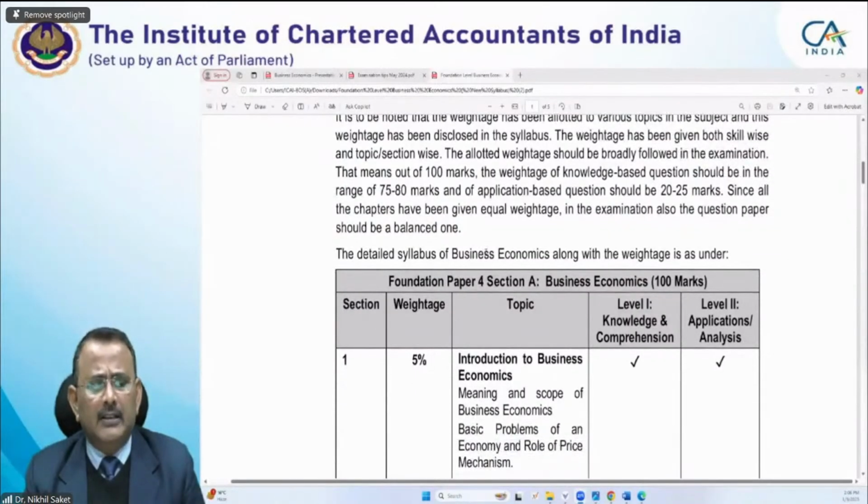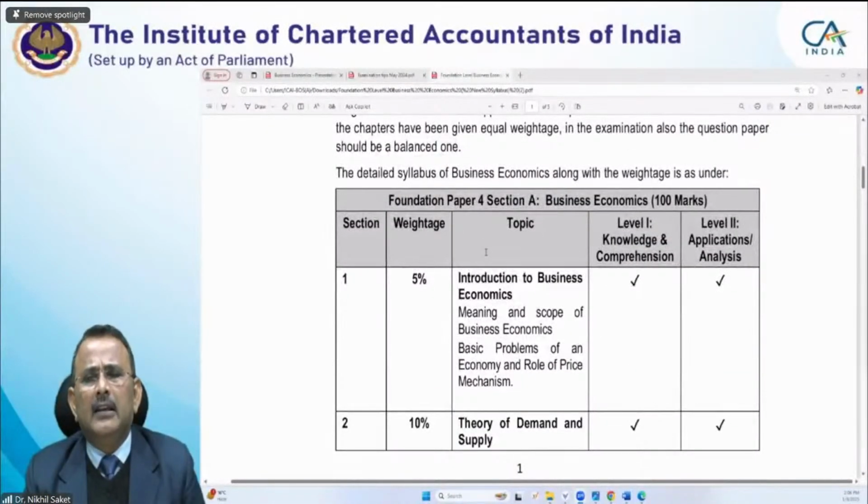Now, the first unit is Introduction to Business Economics, where the detailed content consists of meaning and scope of business economics, basic problem of economy, and role of price mechanism. Here, the questions are basically related to what is business economics, what is the distinction between economics and business economics, what are the characteristics of business economics. Is business economics a microeconomics or a macroeconomics, is it applied economics, the different systems prevailing, the capitalist, the socialist, and the mixed economic systems, the important characteristics, the weaknesses of each system. You need to be aware of that.